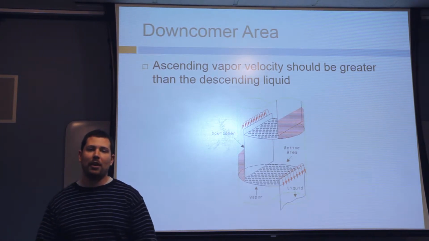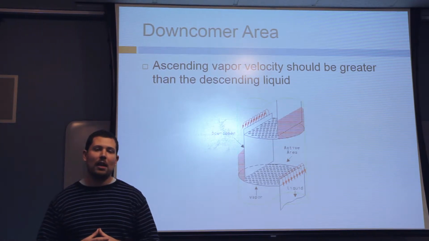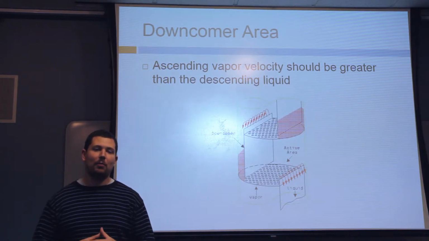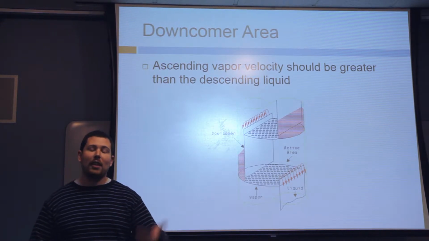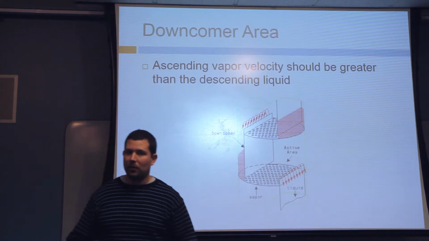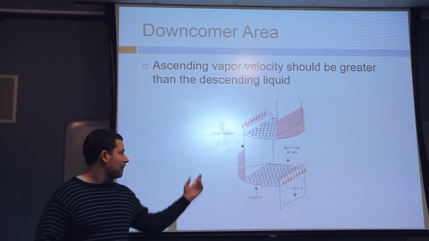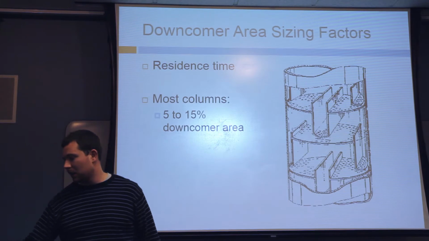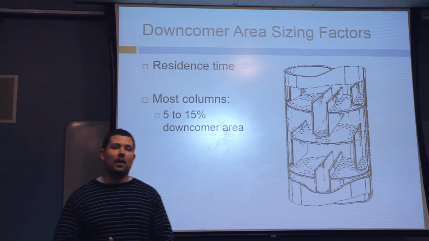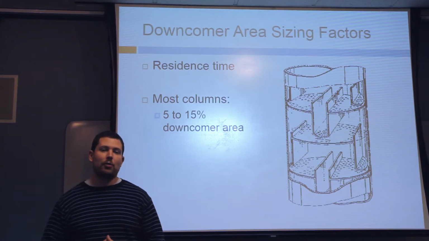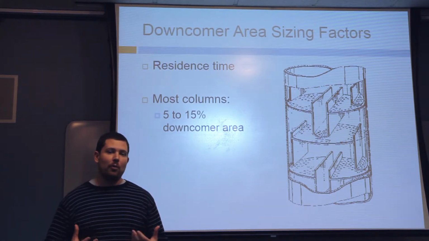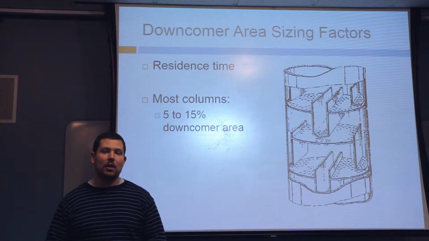The downcomer area should be sized in a way that allows a compromise between the vapor ascending and the liquid falling down. If the liquid falls down at too great a velocity, it'll bring ascending vapor with it. So this needs to be carefully considered. Another area in downcomer sizing is the residence time. Certain liquids like ethanol have a short residence time, meaning that they don't foam as much.